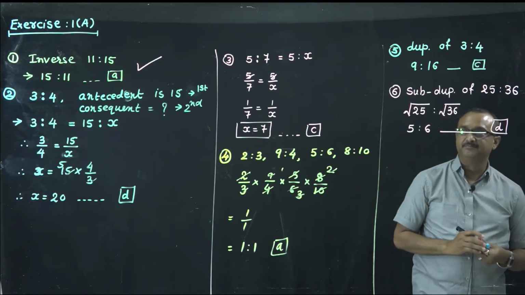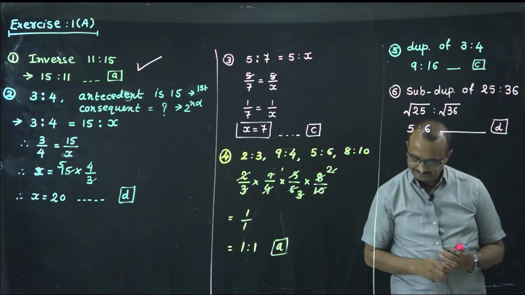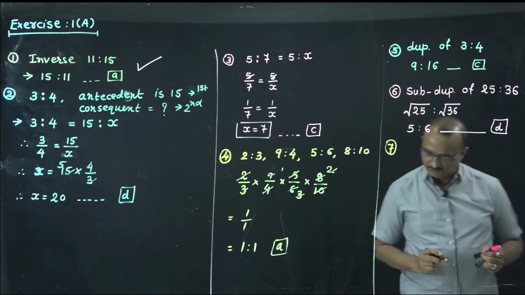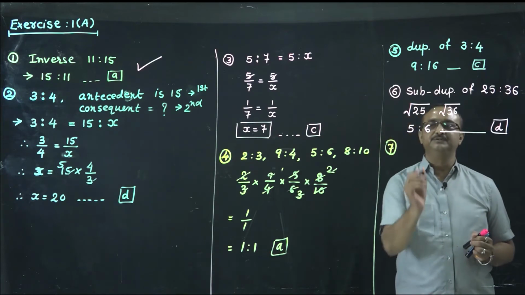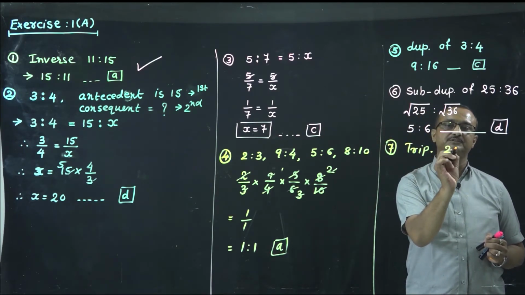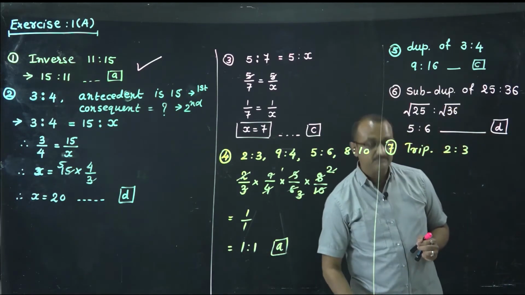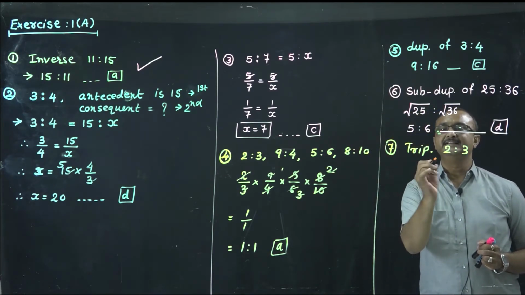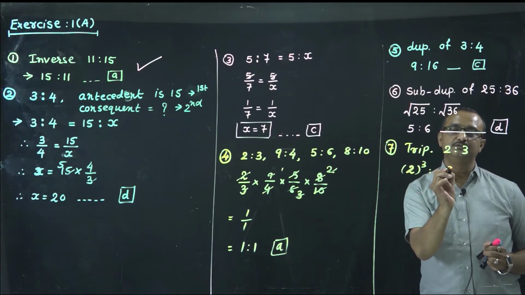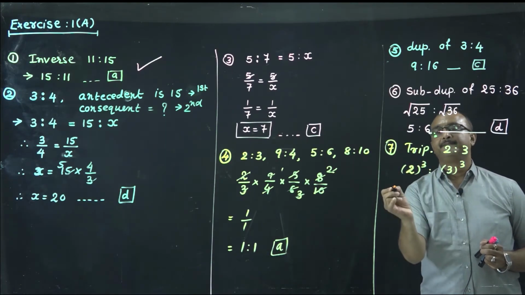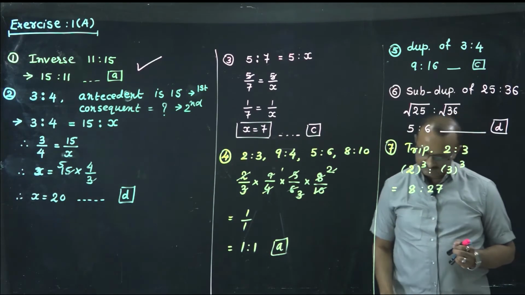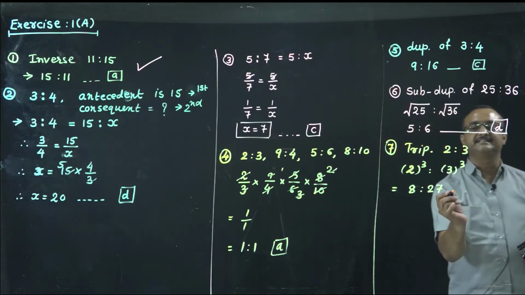Now question number 7. The triplicate ratio of 2:3. So what is the triplicate ratio? It is the cube of both the terms, like 2 cube is to 3 cube. It is equal to 8:27, and option A is the correct answer.